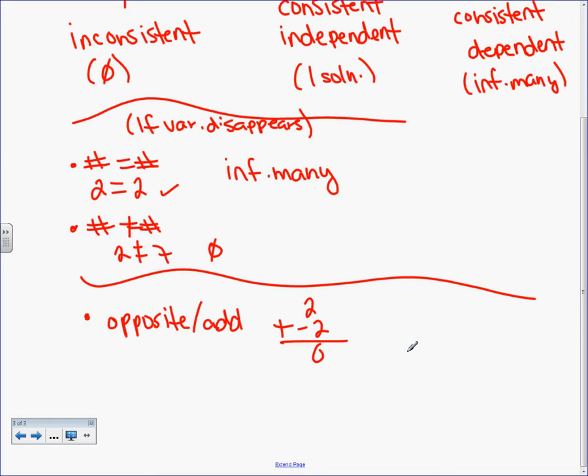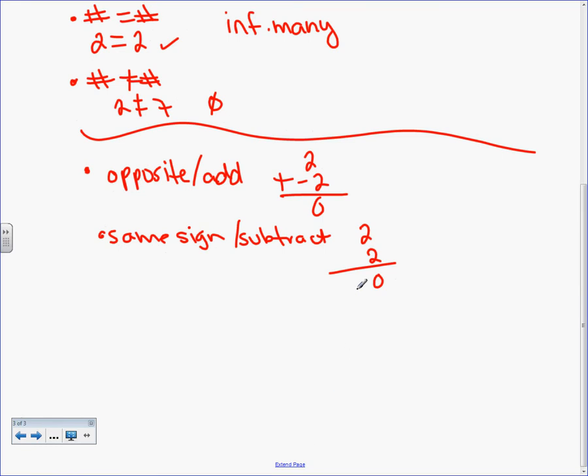With elimination, if they're the opposite sign, the math that you need to do to make them eliminate or give you a 0 is addition. Okay? Same sign, subtract. Same sign, subtract. So what that means is, if I have a 2 and a 2, what do I do with them to get 0? Do I add or subtract them? You subtract them. Same sign, subtract. Same sign, subtract, right? What if I have a negative 2 and a negative 2? What do I do with them to get 0?